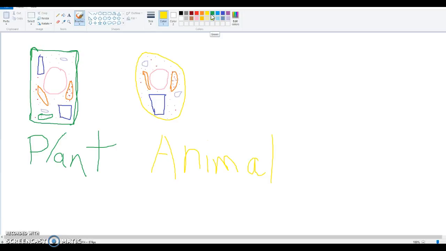So those are the main, important parts of a cell. There are many other little parts that I will go into more detail with, but this is a good basis to start with. So hopefully this helped you guys, and yeah.